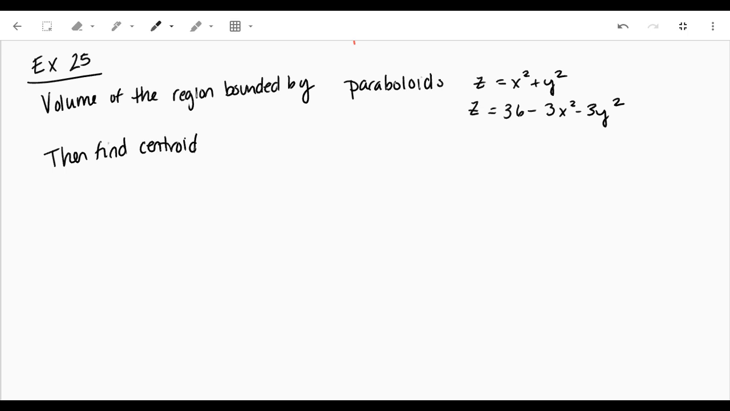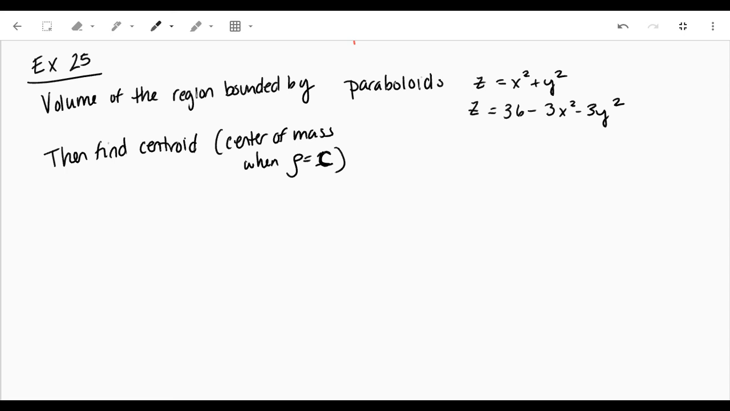Which is your center of mass. Since we would assume that the centroid is the center of mass when density is 1, or constant, I guess I should say. All right, so first we're going to look at those paraboloids.